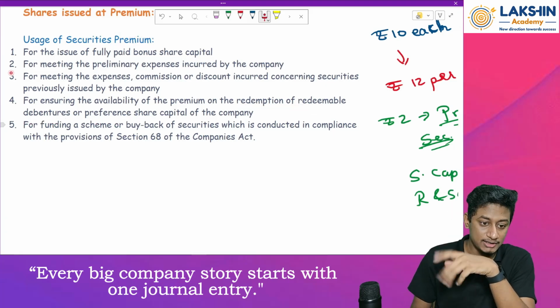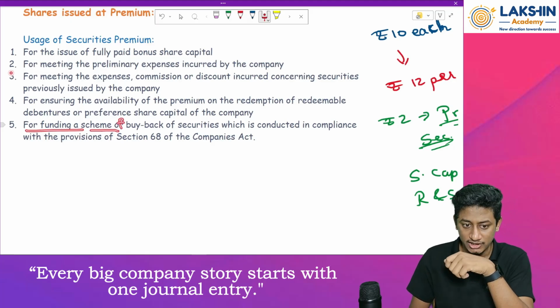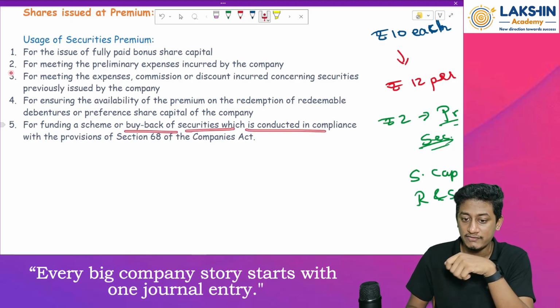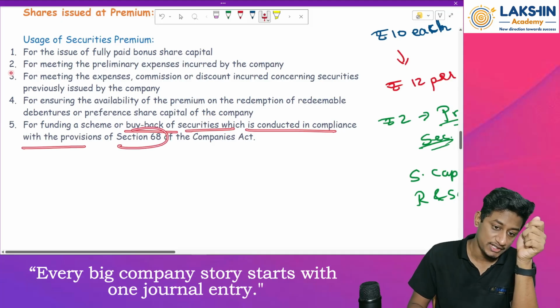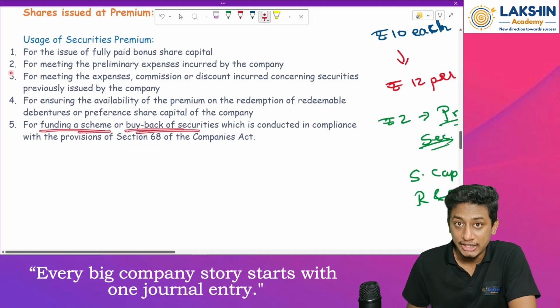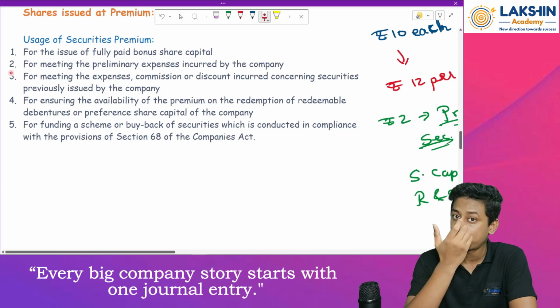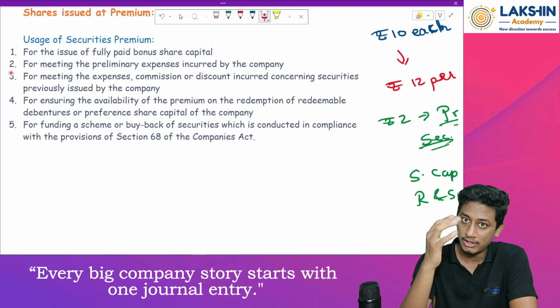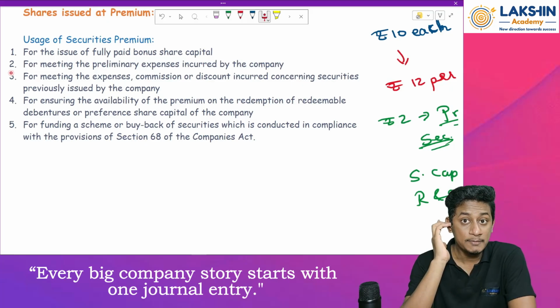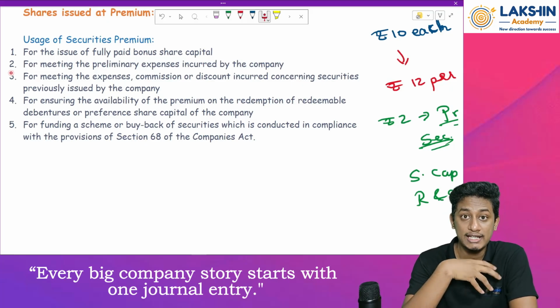Okay. Then the last part, for funding a scheme of buyback of securities, which is conducted in compliance with the provisions of Section 68 of the Companies Act. If I want to buy back my own securities, see what happens: generally a company issues securities, people subscribe to them, and it goes on and on. At one point of time, the company feels that it has excess capital, that whatever capital it has is excess.